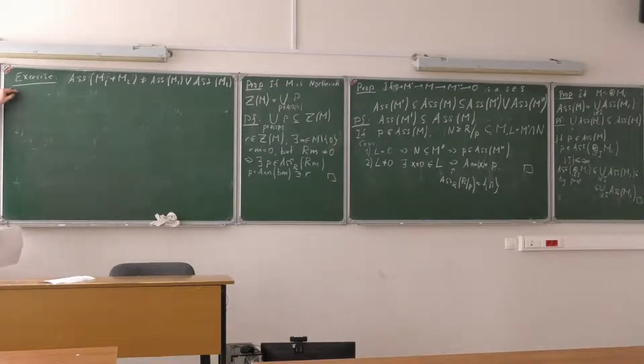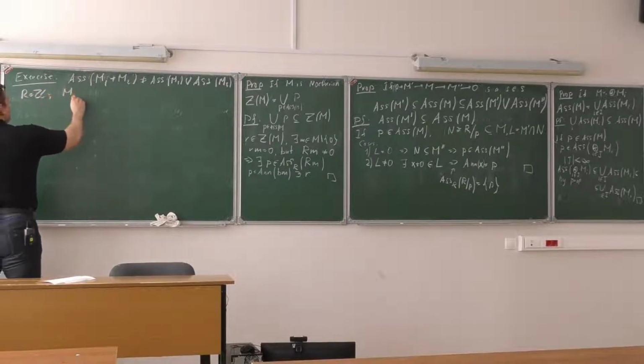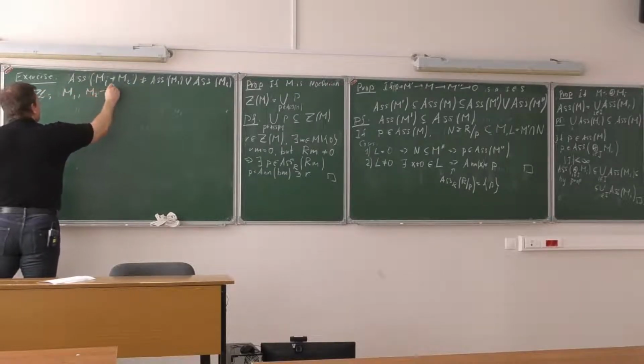So the question is, of course, to find the counterexample. You need to find the ring. Hint: try integers, or even over integers this is not true, and then try to find a couple of modules. So R is Z, what are M1 and M2?